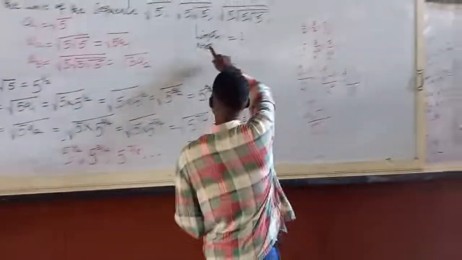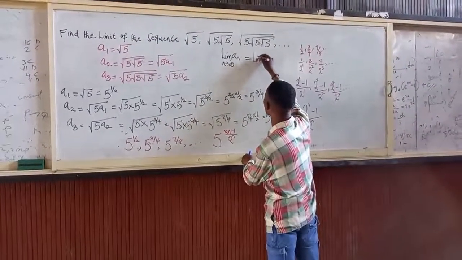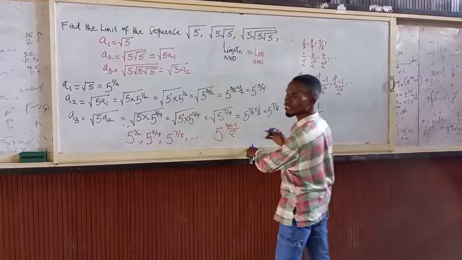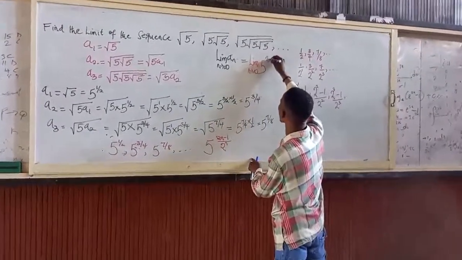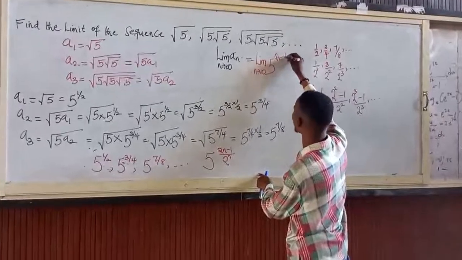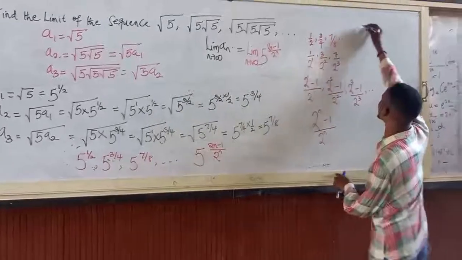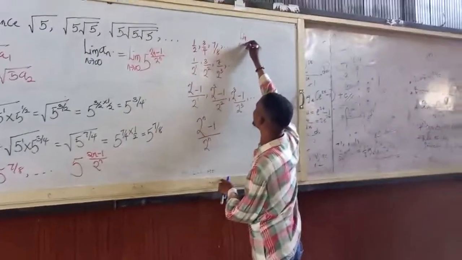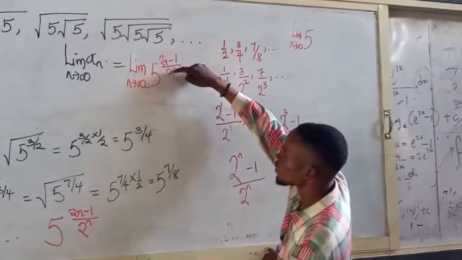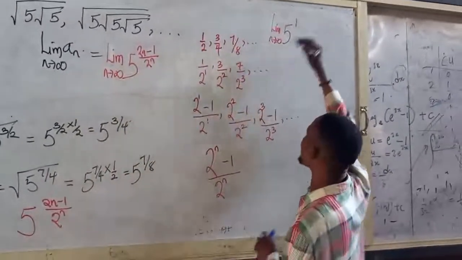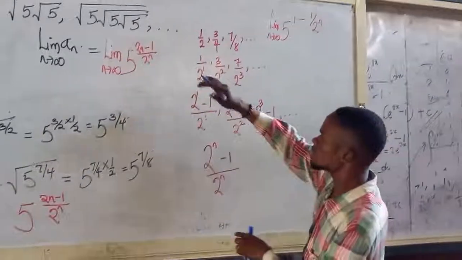Now I need to find the limit of the nth term as n tends to infinity. That's 5 raised to the power (2 raised to the power n minus 1) over 2 raised to the power n. Now this can be written as the limit as n tends to infinity of 5 raised to the power 2^n over 2^n, which is 1, minus 1 over 2 raised to the power n.